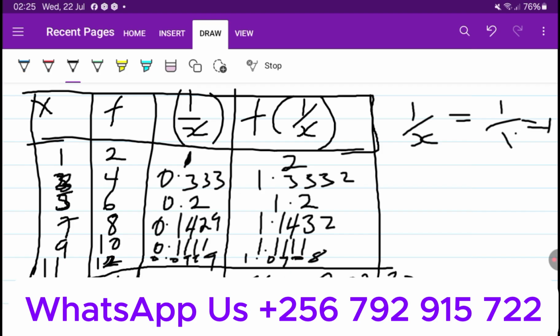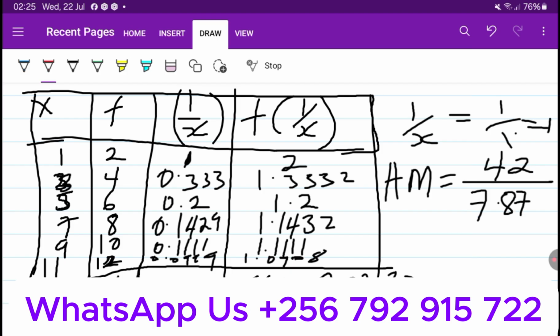Then you get the harmonic mean. The harmonic mean will be 42 over 7.8782, and this will give you 5.3312 as the harmonic mean.